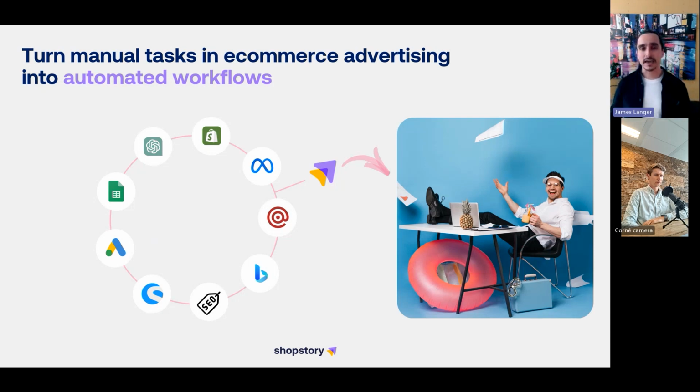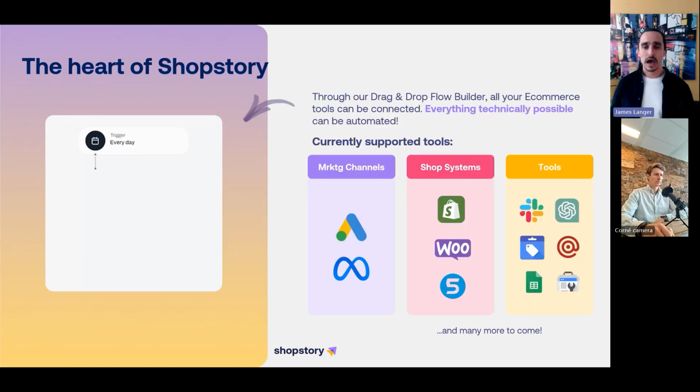Well, we are an API first software. So we integrate with a whole bunch of different tools, making it possible for you to connect these in various different ways. So at the heart of ShopStory is our drag and drop flow builder, where you're essentially able to connect all of these different tools so that you can take data from one tool, or from multiple tools, platforms, channels, and create actions in other tools, platforms, and channels. And obviously this can be simple, but it can also get really complex.